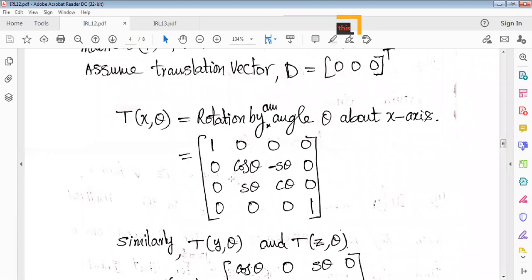So this 3 by 3 matrix is the fundamental rotation matrix about x-axis. So this is the translation vector 0, 0, 0. So this is the fourth element. So similarly, write the homogeneous transformation matrix about y-axis and z-axis by an angle theta.